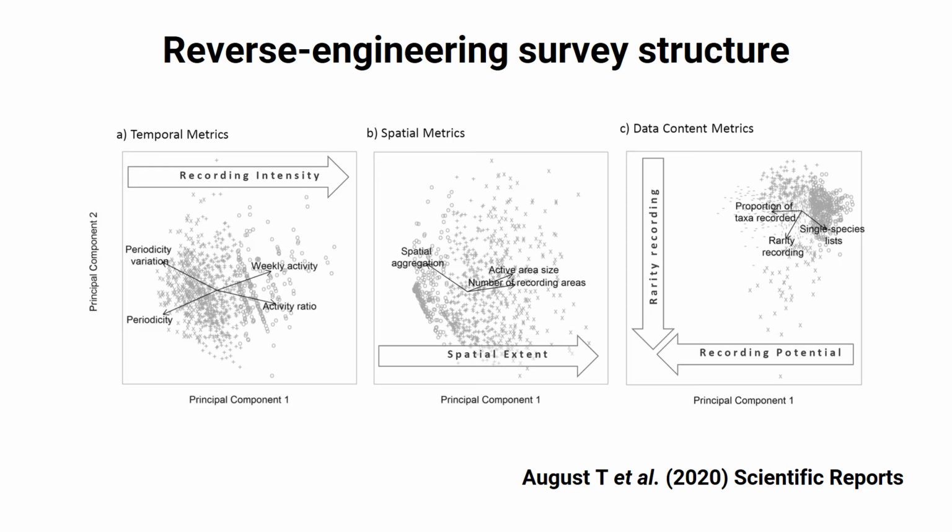This great recent paper by Tom August and colleagues explores a range of observer effort and behavior metrics that can be derived from the simple metadata collected with crowdsourced community-contributed observations.